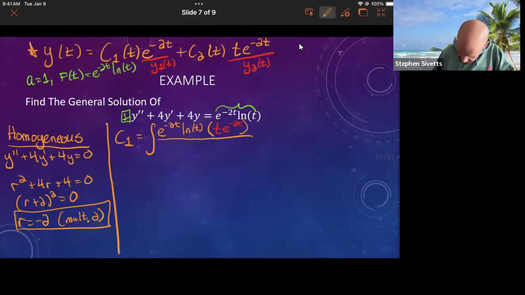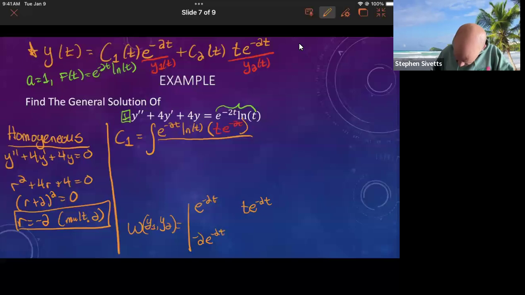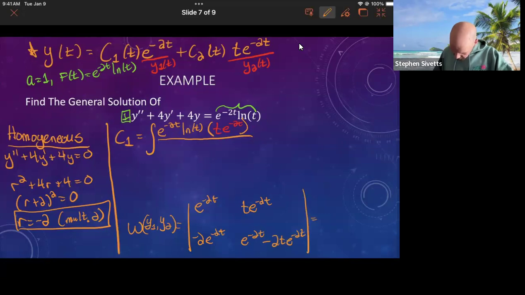We need to compute the Wronskian of y1 and y2. That would equal e to the minus 2t, and then t times e to the minus 2t. And this is negative 2 e to the negative 2t. And this quantity would be e to the minus 2t minus 2t e to the minus 2t by the product rule, right? And so the determinant of that matrix is e to the minus 4t.